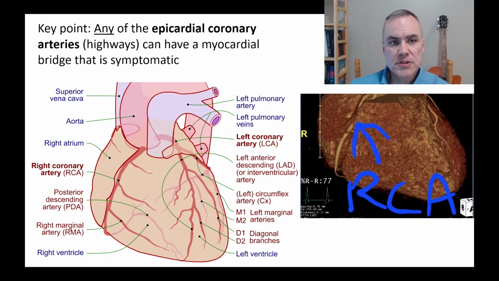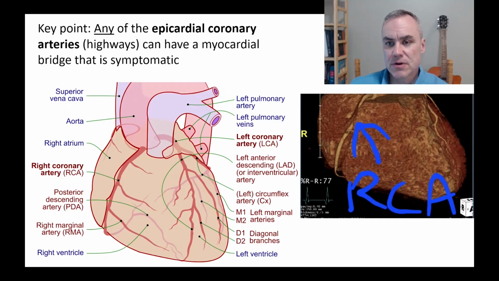So let's take a look at these different coronary arteries and see where they are, where they go, and how they're all connected. Now, on the right in this picture, you can see that is clearly a myocardial bridge because the artery is taking an intramural course.